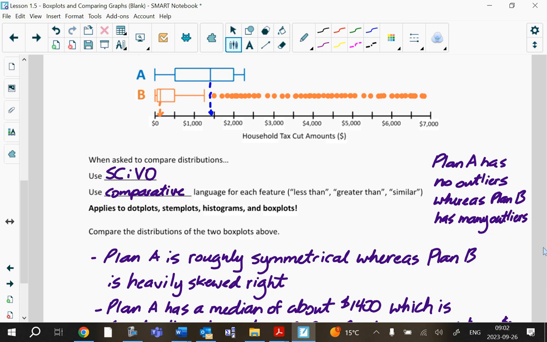Now relating to tax cuts. Really, we can talk about two types of tax cuts. Broad, which means it affects a large amount of the population, or narrow, which means it affects a small amount of the population significantly. So think about, would Plan A be a broad tax cut or a narrow tax cut? What do you think?